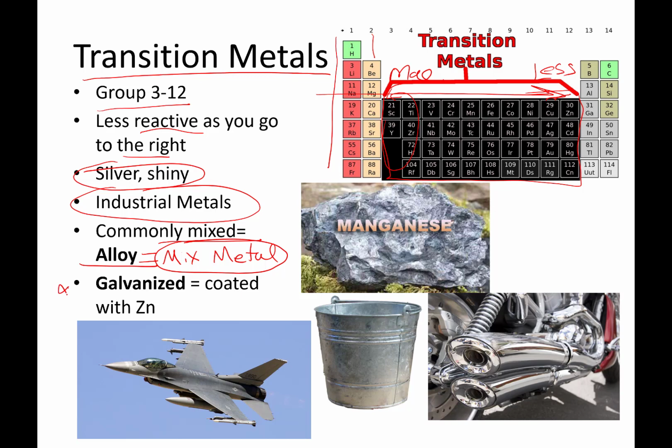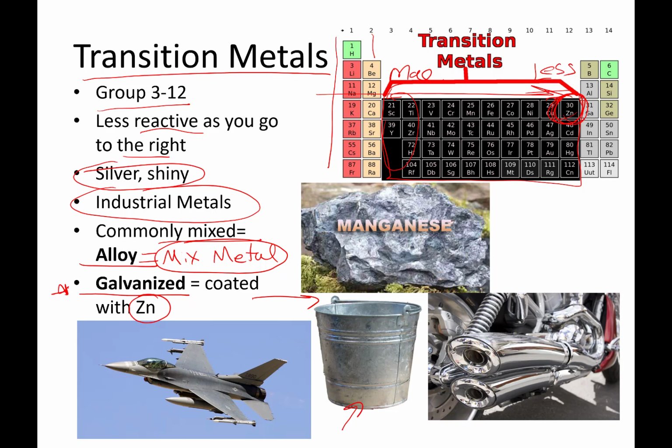I want you to also know the word galvanized. If you go to your local hardware store, you might want to get a galvanized bucket or galvanized nails, and that means coated with zinc. Zinc is way over here on this far right-hand side of the transition metals, in the less reactive side of this pile. And we coat things with zinc to prevent them from being oxidized or rusted.